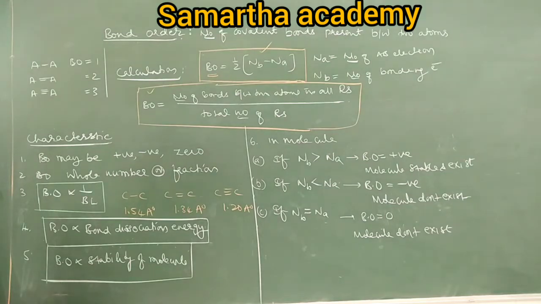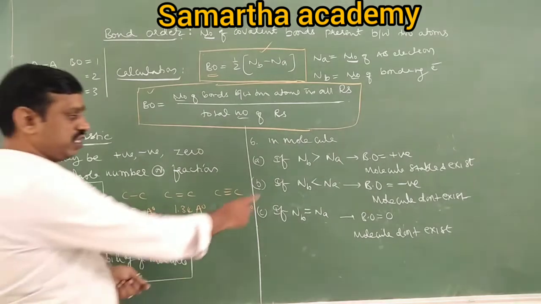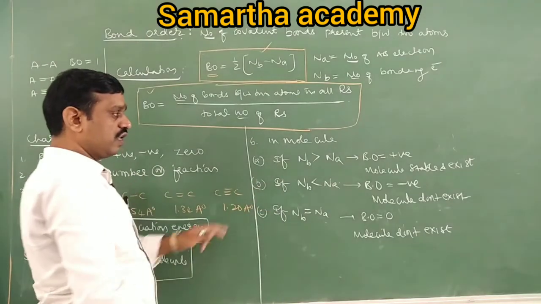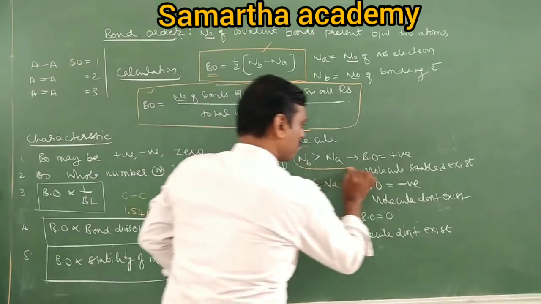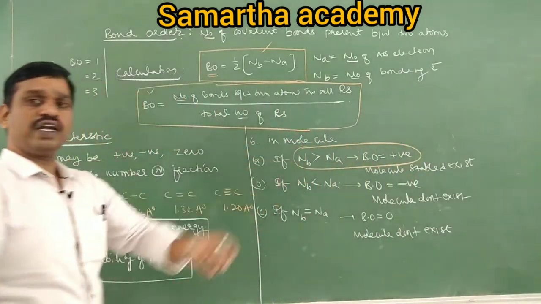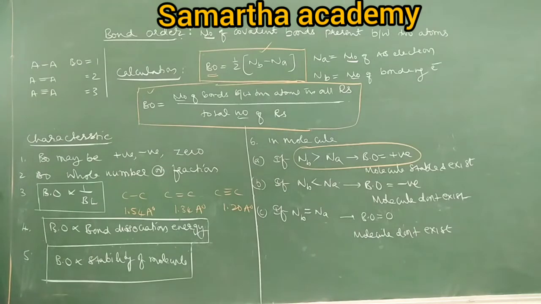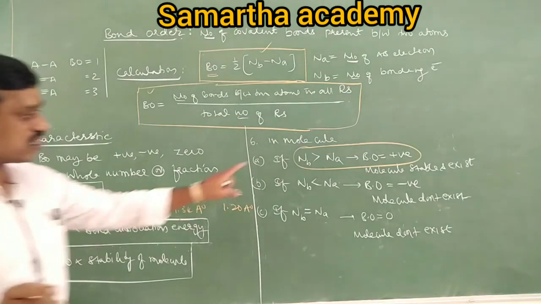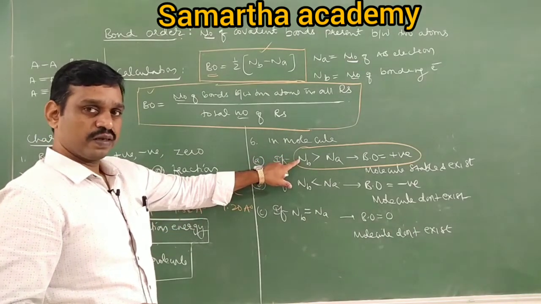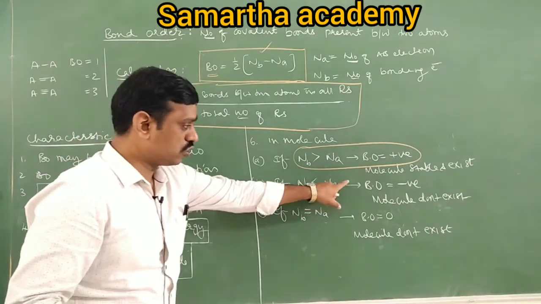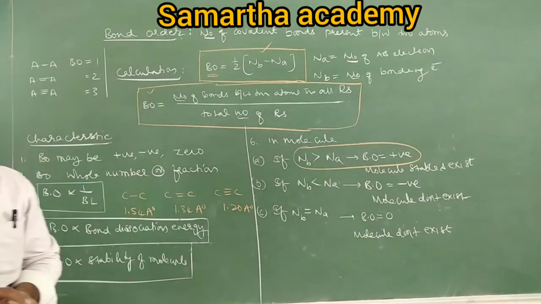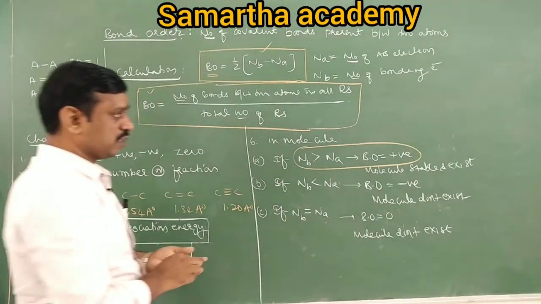Okay. Now here, there are some previously appeared questions based on these three concepts, these three points. If NB is greater than Na, bond order is positive. So remember, when the number of bonding electrons is more than anti-bonding, the molecule is stable and exists. Only in this condition will you get a positive bond order. Next, NB less than Na, or NB equal to Na: bond order negative or zero, the molecule does not exist. Okay, suppose the question is like this.